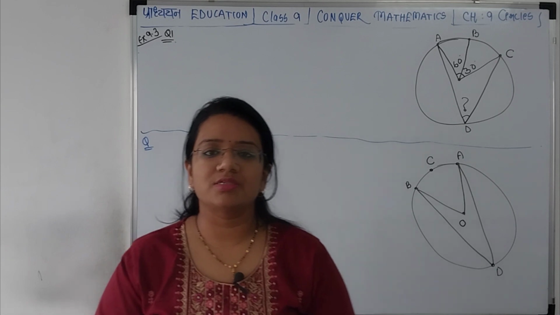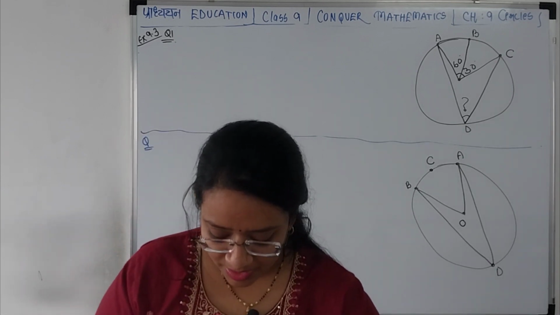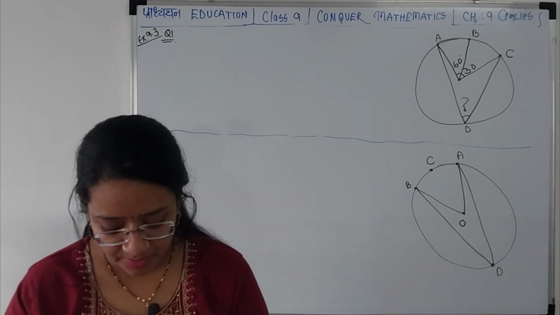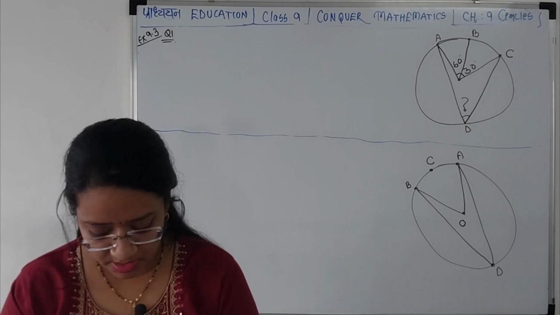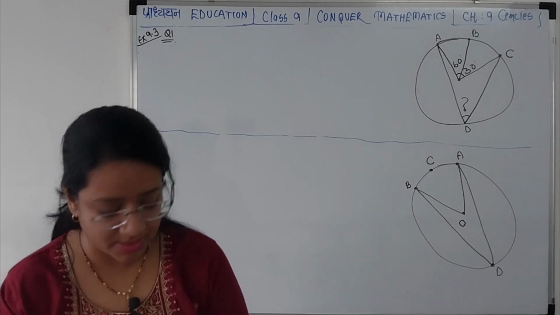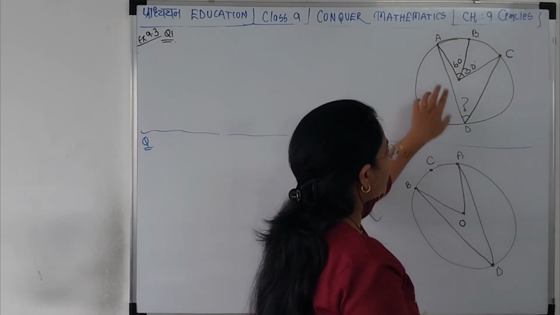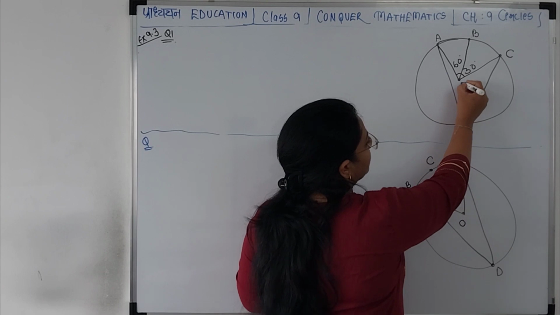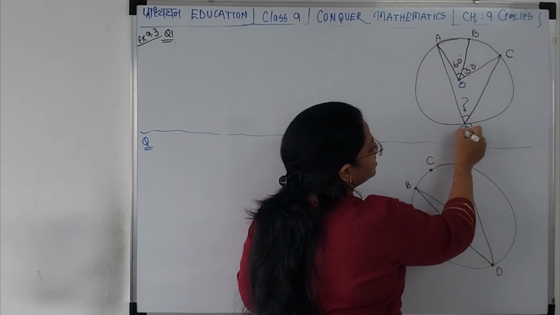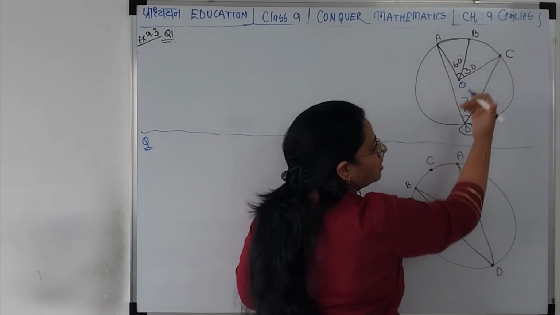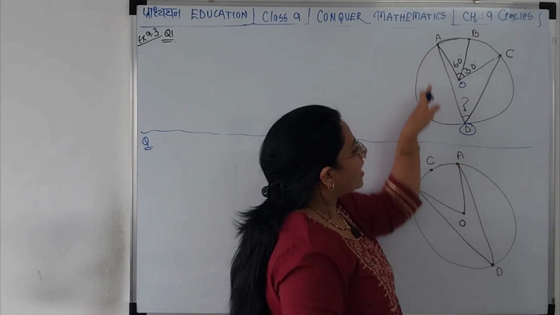So let's begin with exercise 9.3, question number 1. The question says A, B, C are 3 points on a circle with center O such that angle BOC is 30 degrees and angle AOB is 60 degrees. And there is a point D on the same part of the circle apart from arc AC. So we have to find angle ADC.